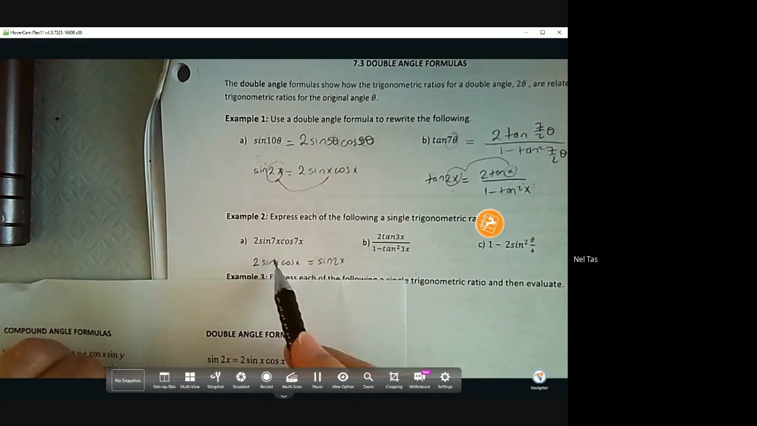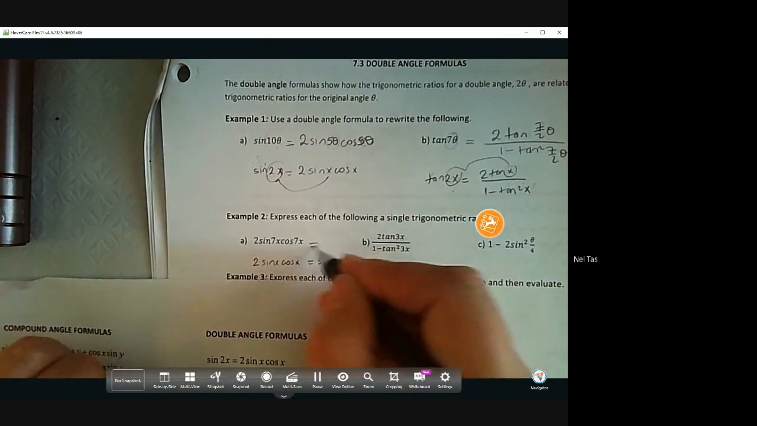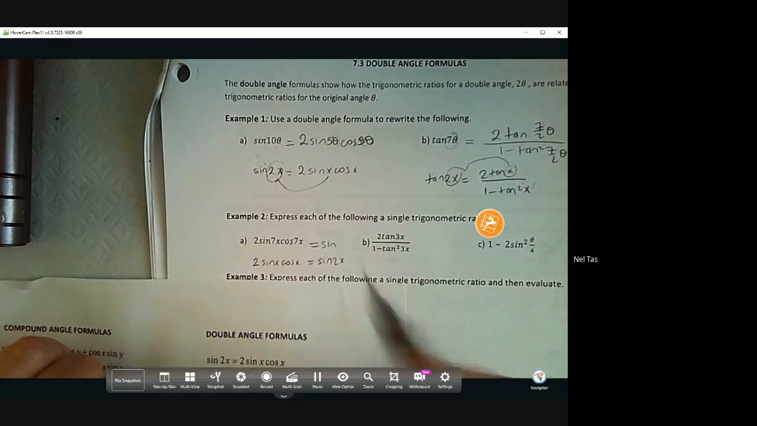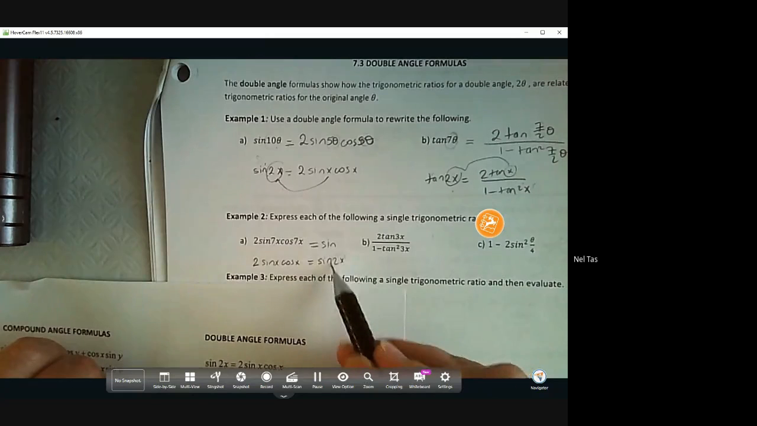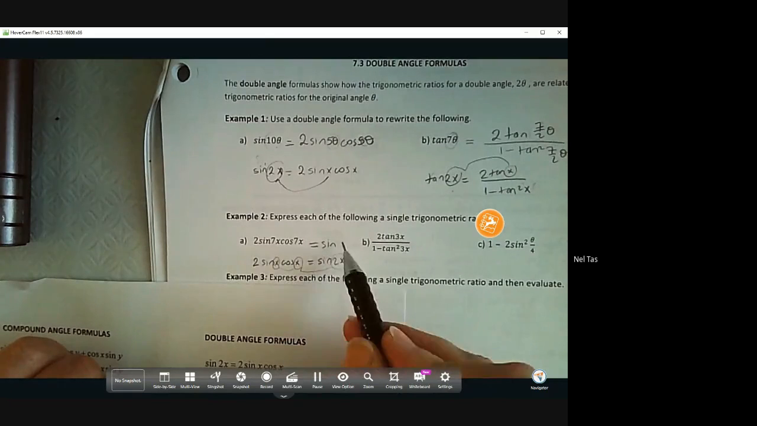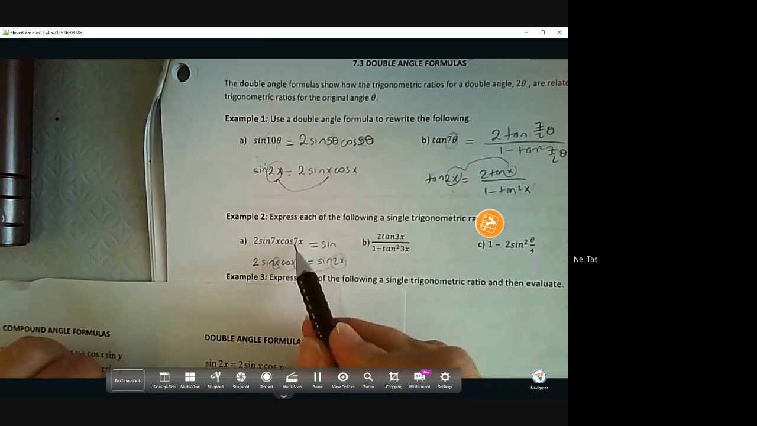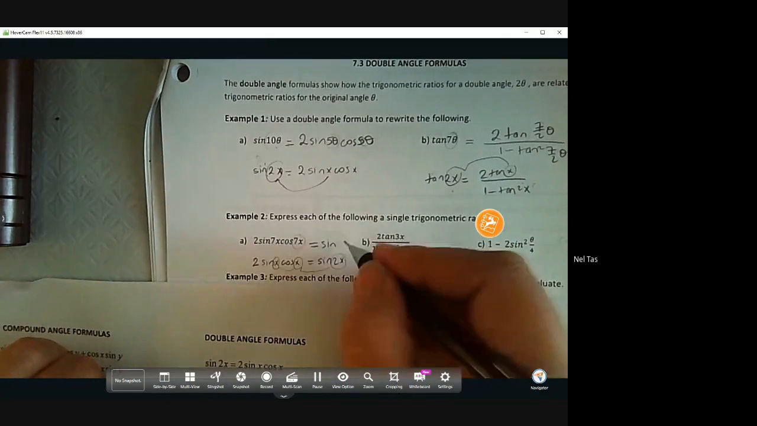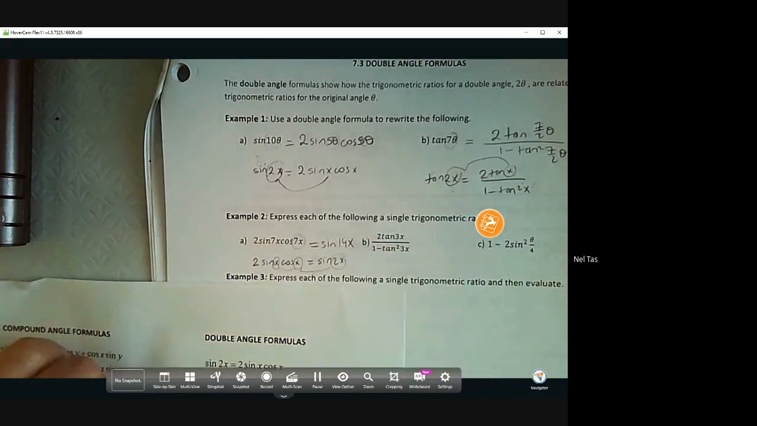So 2 is matching, sine and cosine is matching, but instead of x, we have 7x here. So what should we put here then? Now check, this angle, 2x, is 2 times this angle. Whatever I put here must be 2 times this angle. So 7x times 2 gives you 14x.